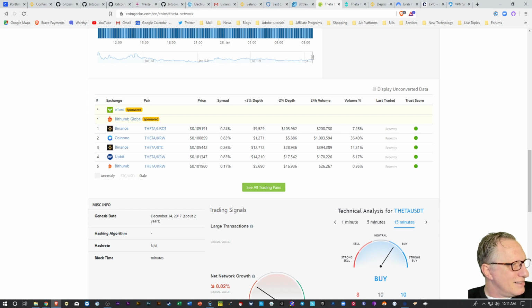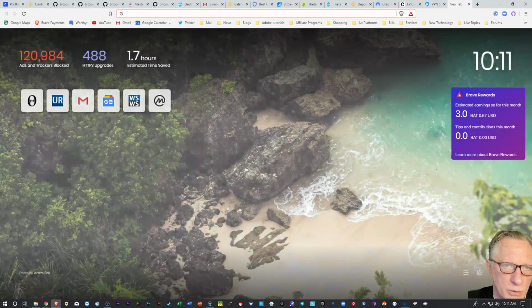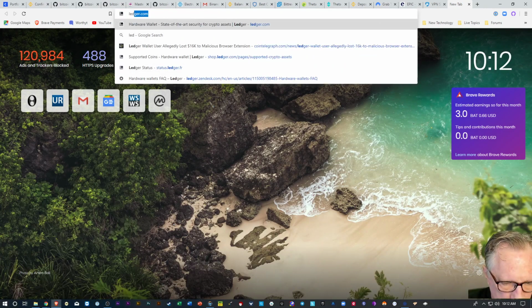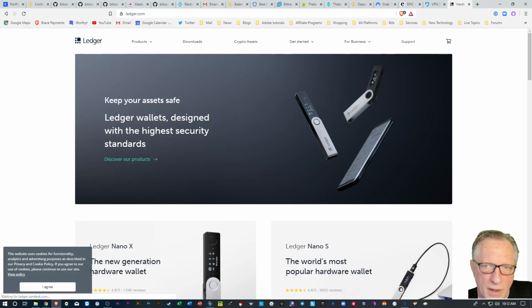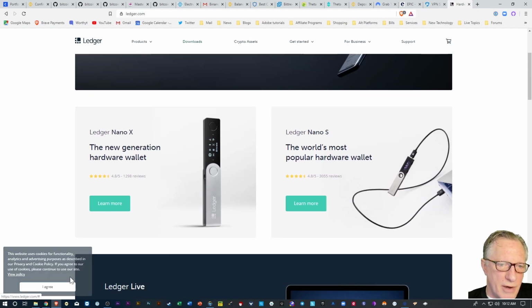All right, here we go. If you're interested in a hardware wallet, I personally use the Ledger Nano X, which is the new Ledger. They have several, but I swear by this wallet. This is the Ledger Nano X.